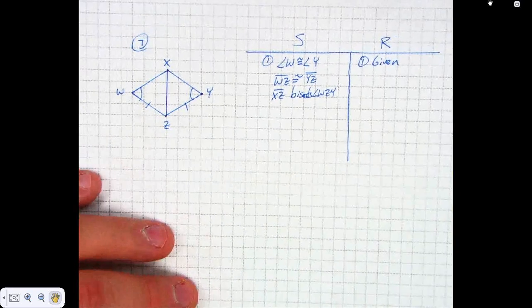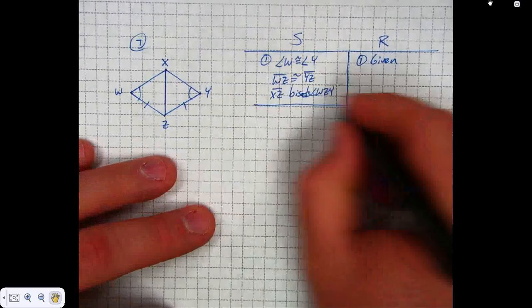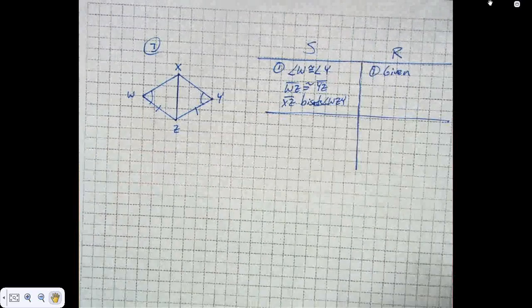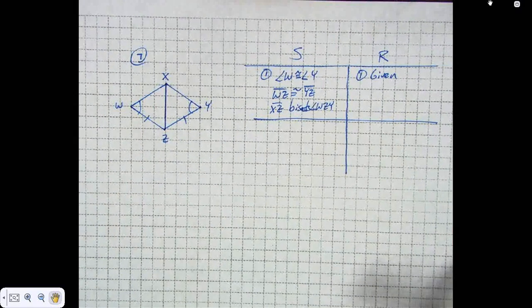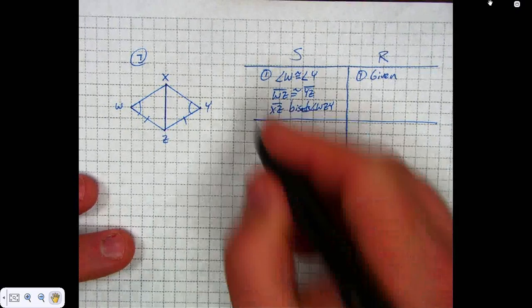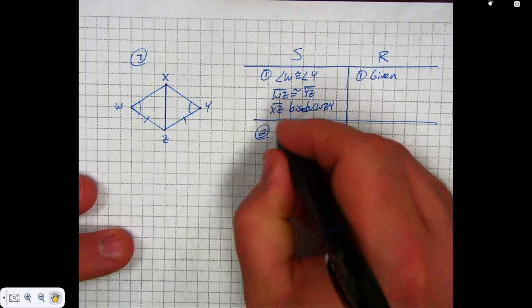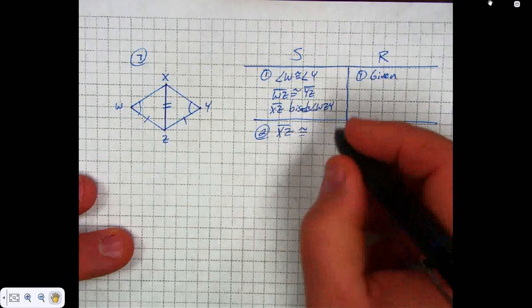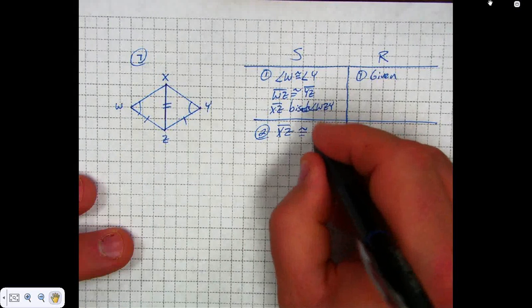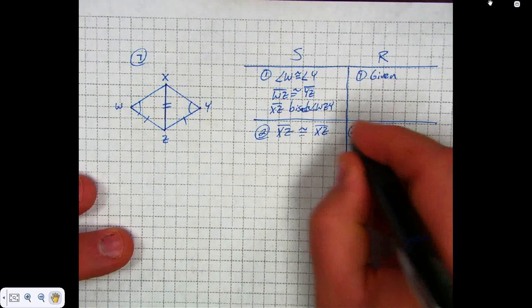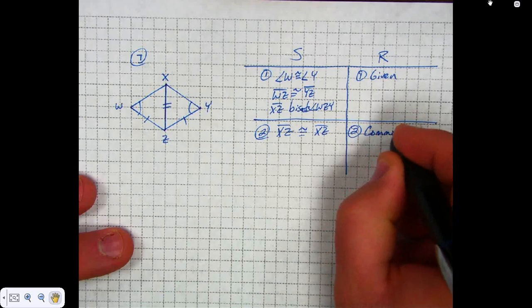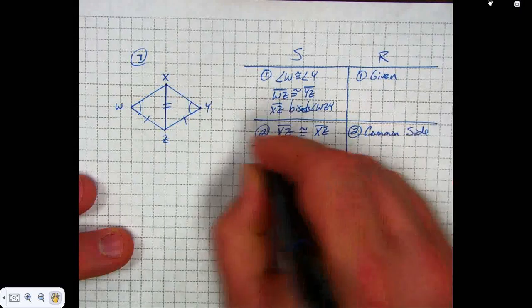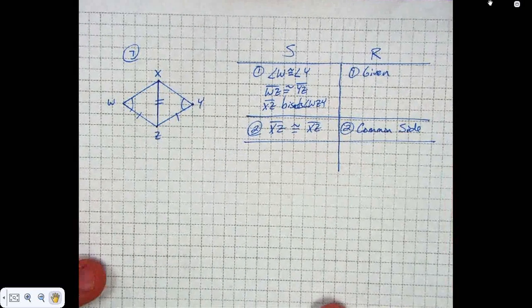Now, where some mistakes might be made: it seems like everybody always writes down the first thing they see. What do we see right now? A common side. So you come down here and you say XZ, because that's a common side, is congruent to XZ. Common side. Okay, we're in good shape there, aren't we?